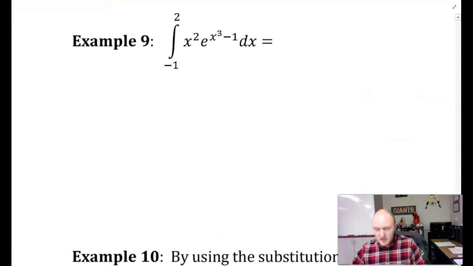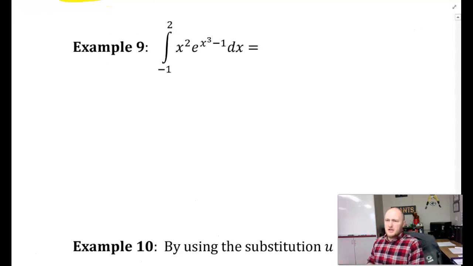Example number 9. I had my students do this as a U-try, so you can go ahead and check your knowledge, see if you got this right. You can pause me right now, and I'll show you the answer here in a moment. Okay.